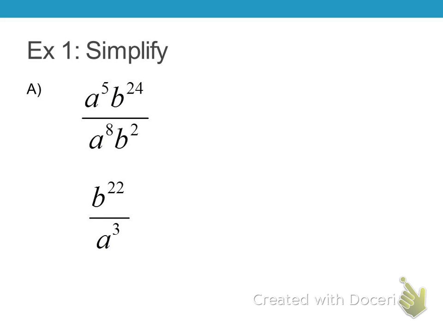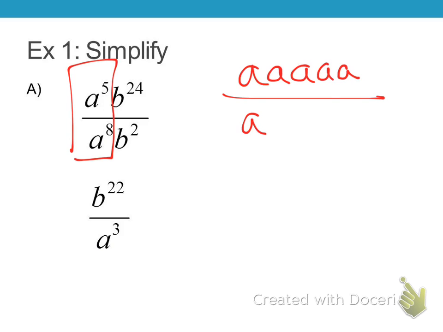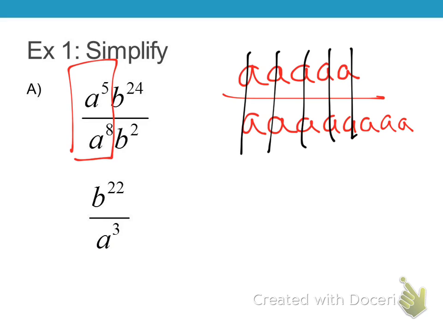And we looked at this a little farther the first time around, but I'll refresh your memory. A to the 5th is like this, right? A to the 8th, 1, 2, 3, 4, 5, 6, 7, 8. And then any number over itself is a 1, right? So those are gone, those are gone, those are gone, those are gone, those are gone. We have 3 left over. They're in the bottom. Okay?